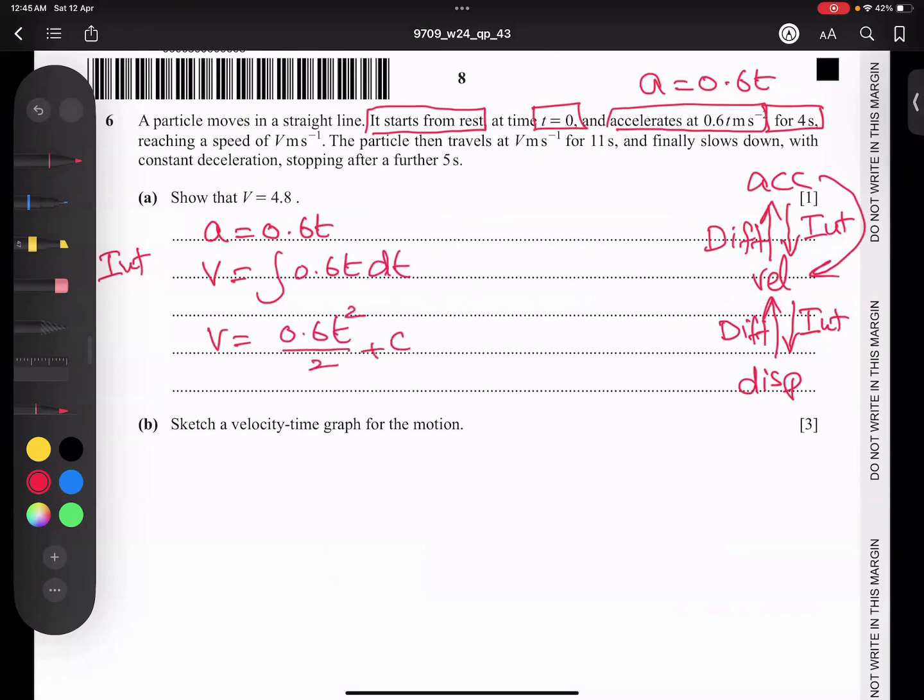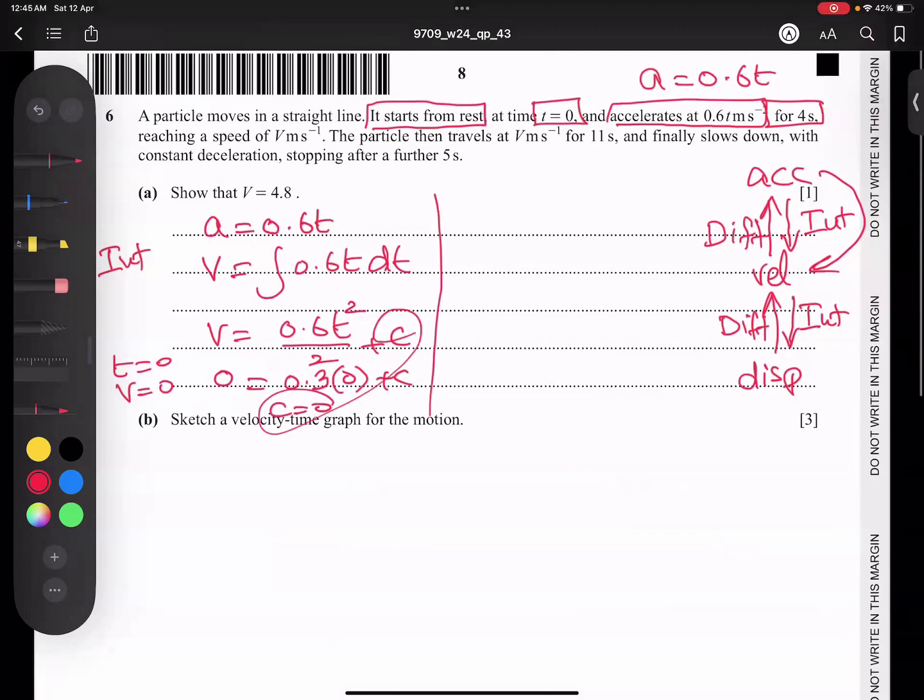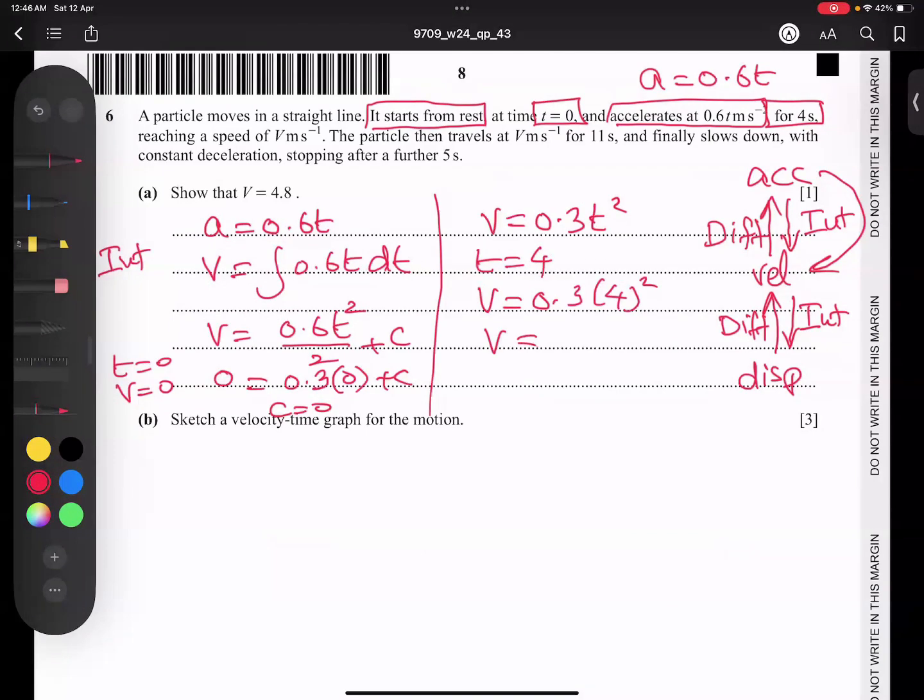And he said when time is 0, it is at rest. It means I can plug in when time is 0, velocity is 0. When I plug in 0.3 into 0 plus c, c becomes 0. I plug it back into the equation, and velocity turns out to be 0.3 t to the power 2. But he said prove it when time is 4 seconds. So I plug in t equal to 4. Because I want to find the velocity at 4, 16 times 0.3 becomes 4.8 meters per second. So proved.